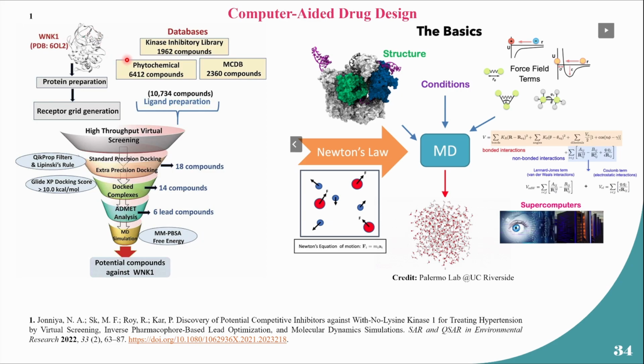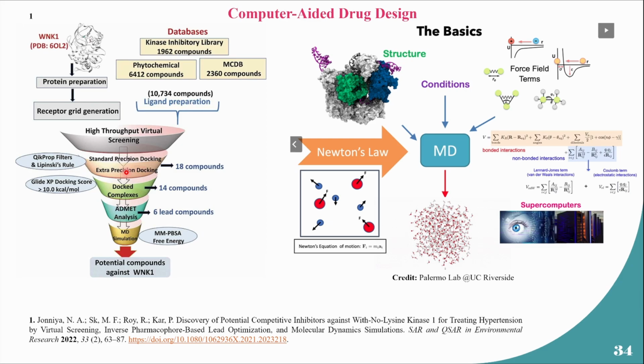Here we can see the databases she chose. It had 1962 compounds from the library called the kinase inhibitory library. Then she also chose a phytochemical library, which had 6412 compounds, and some other MCDB compound library. In total, 10,734 compounds. They went through high throughput virtual screening, followed by standard precision, followed by extra precision docking. This is the protocol I was talking about, which is employed in Schrodinger Glide.